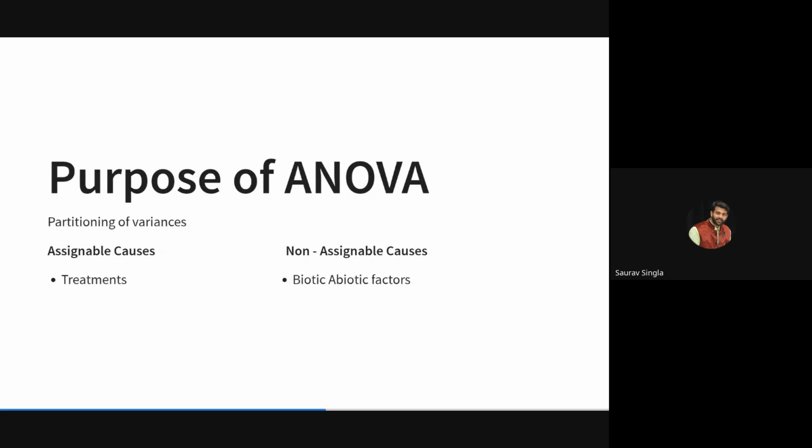So now, what are the assignable causes? The assignable causes are those which are under the experimenter's control. Like what? The experimenter is only controlling the treatments, whatever the difference in the treatment will be, whether it is variety 1, variety 2, variety 3, whether it is different doses of fertilizer, or different doses of pesticide.